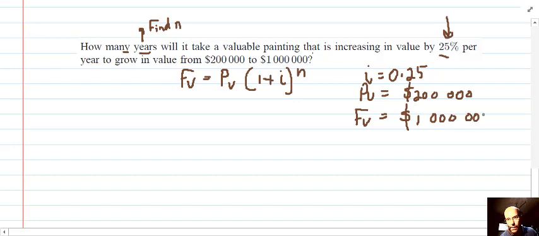Assuming there's no big fire in the art gallery or something. But it'd be insured, I guess, wouldn't it?